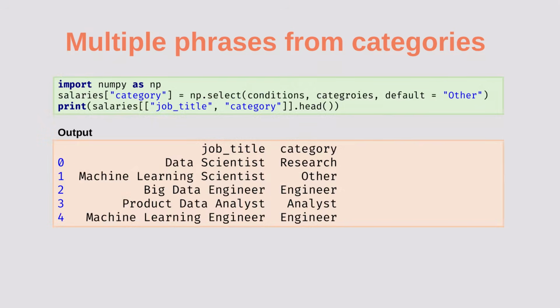We add the categories that we had defined earlier, which are research, analyst, engineer, and manager. Finally, we create a new column called category using numpy's select function. This function takes a list of conditions as the first argument, followed by a list of arrays to search for those conditions. We'll use the default argument to tell numpy to assign other to any value that doesn't match any conditions in our list. After printing, we see that a new column called category has been created.